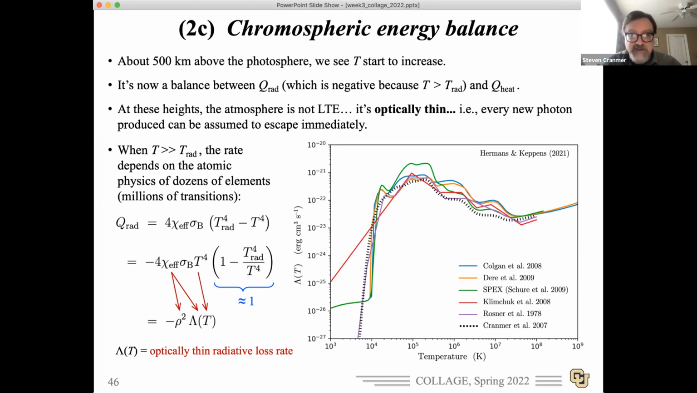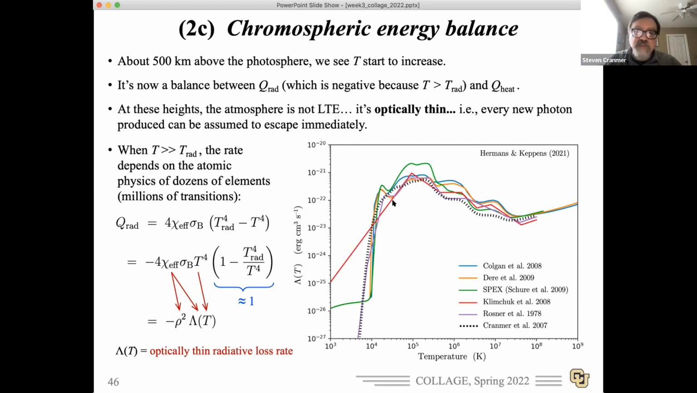They're compared against each other. There's all sorts of different assumptions about the elemental abundances and the physics that goes into this. So different people sometimes use different versions of this. I've got my own in there too from a 2007 paper.